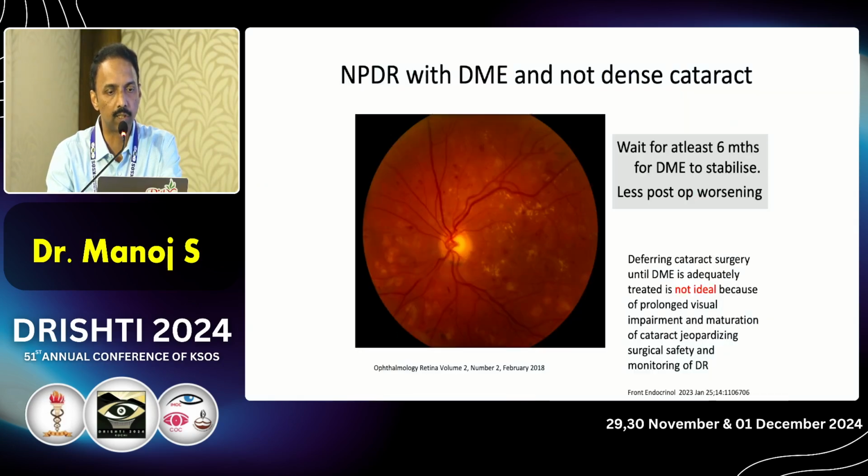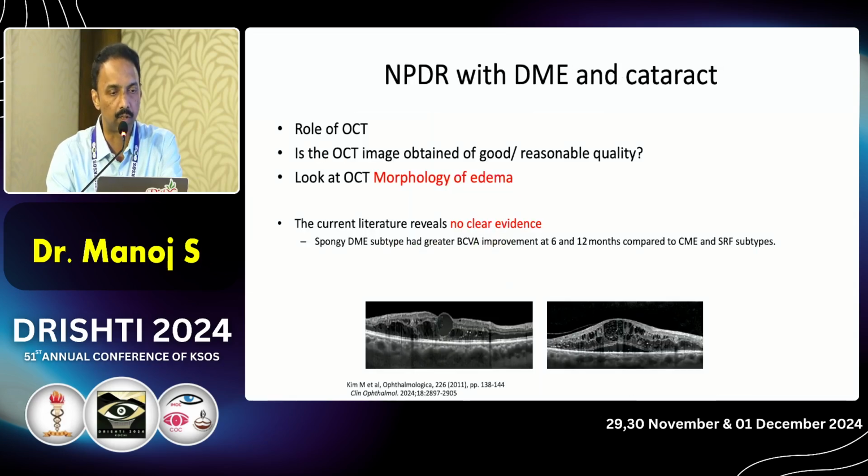Now, in patients with DME and not so dense cataract, many studies indicate that you need to wait for at least 6 months for the DME to stabilize, and this causes better post-operative outcomes. But this is not really feasible in clinical practice, and there are other investigators who believe that it's not ideal because maturation of the cataract can jeopardize the surgical safety as well as the monitoring of diabetic retinopathy.